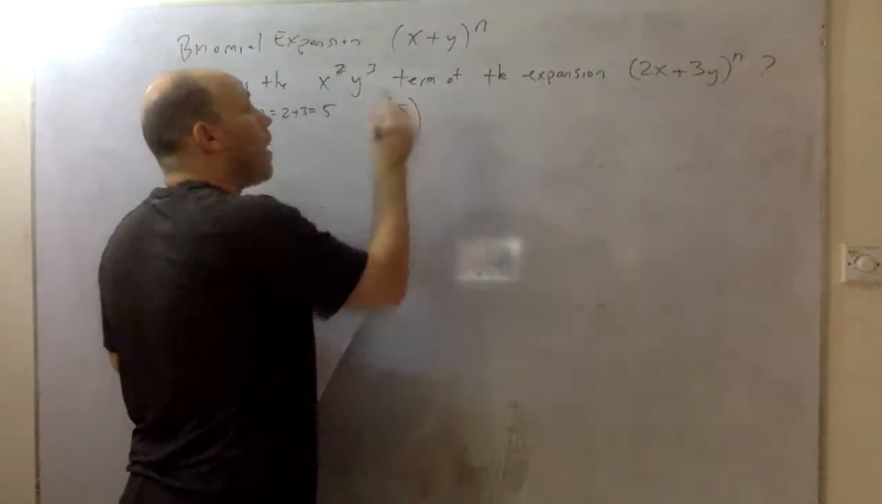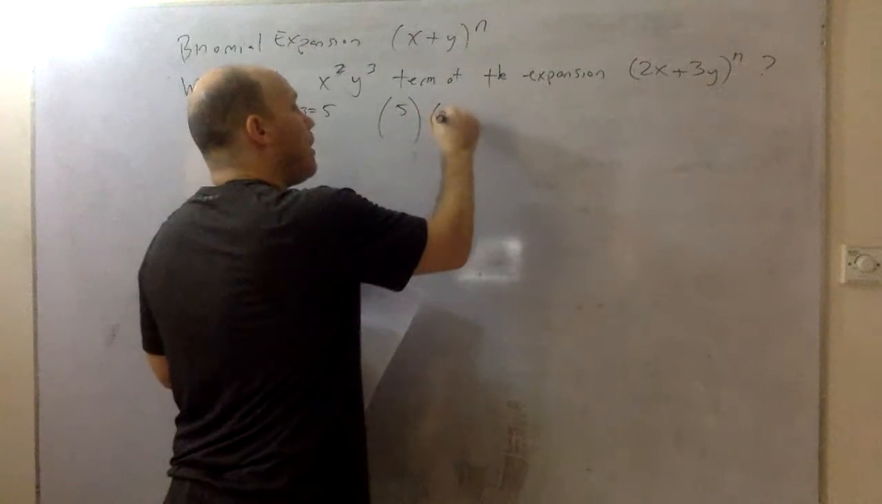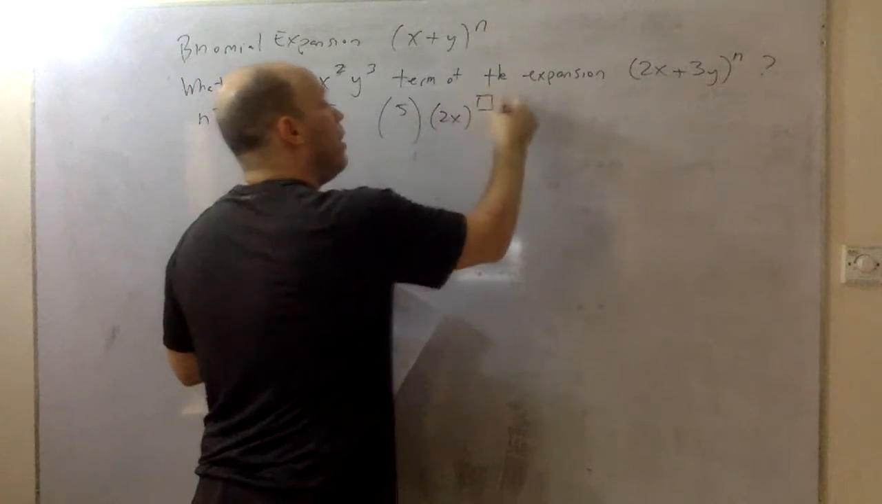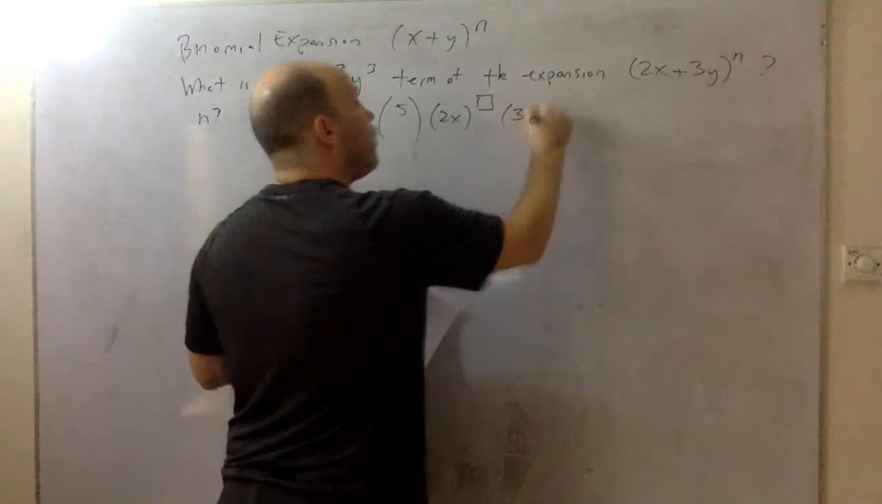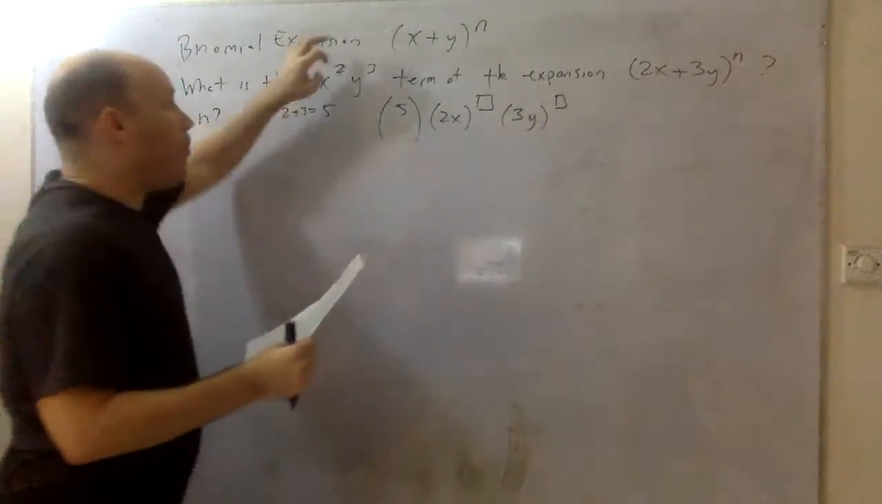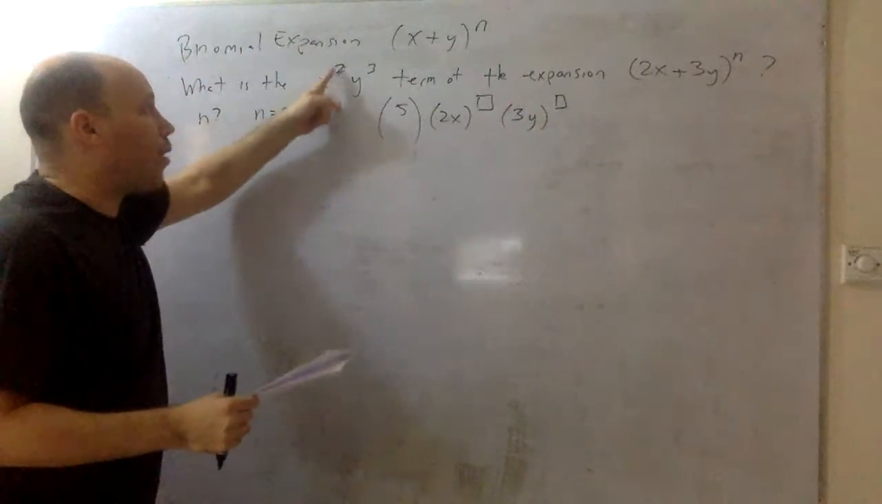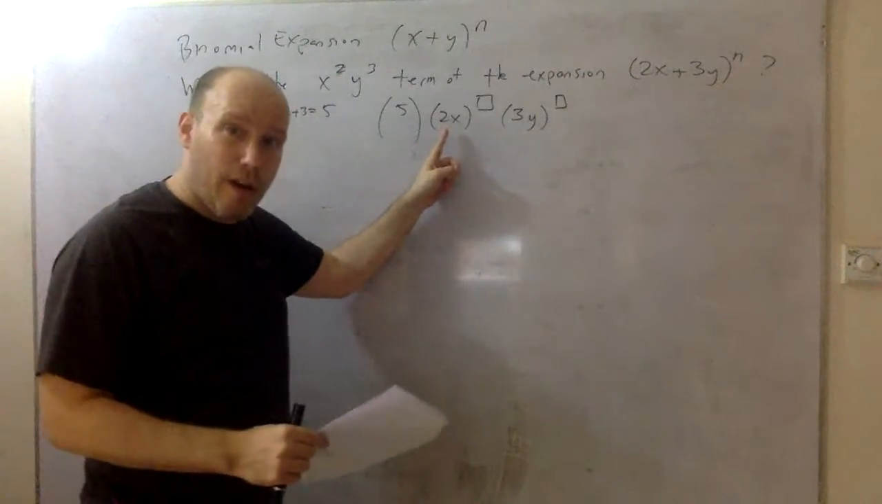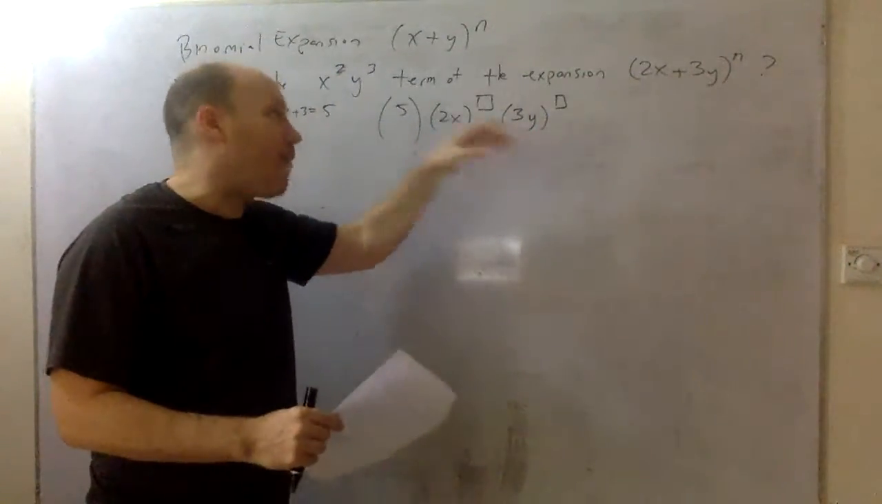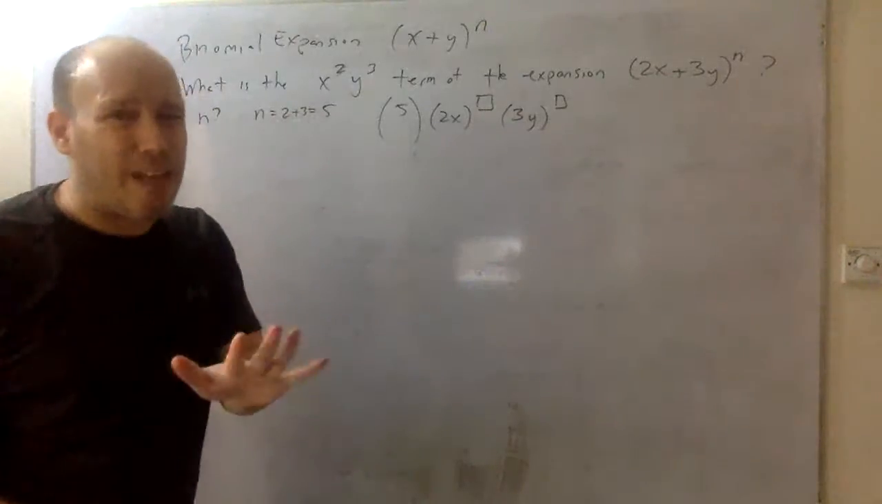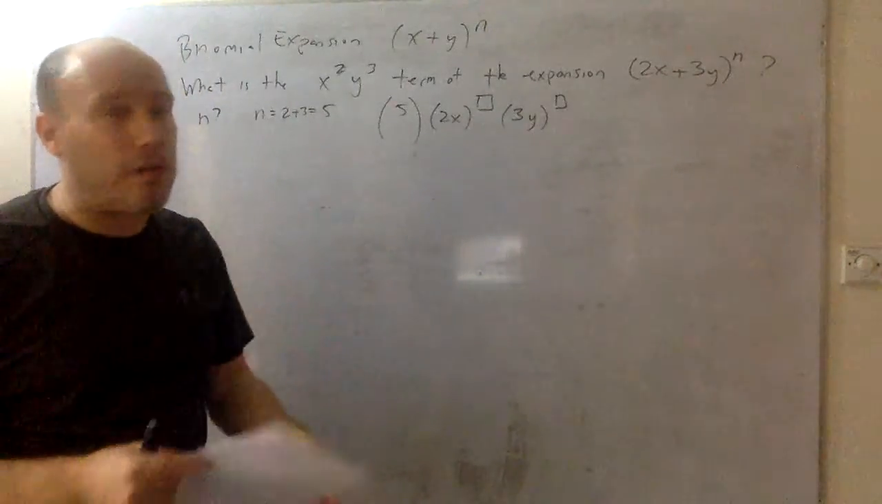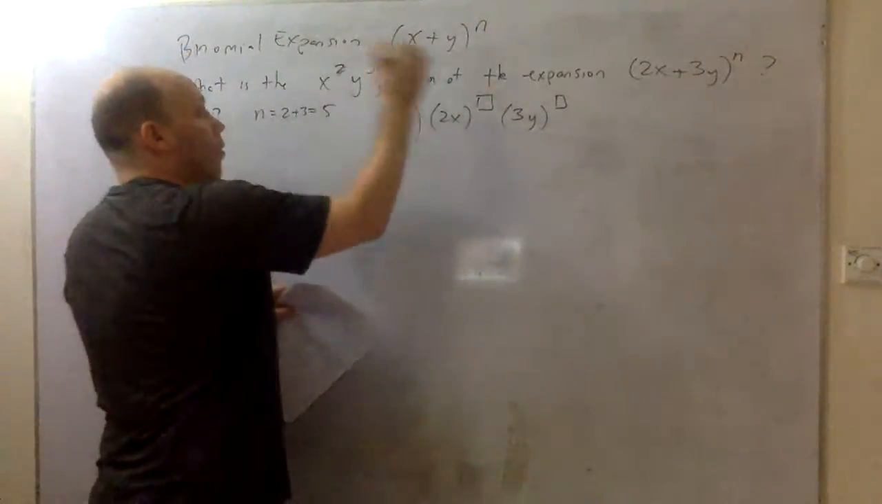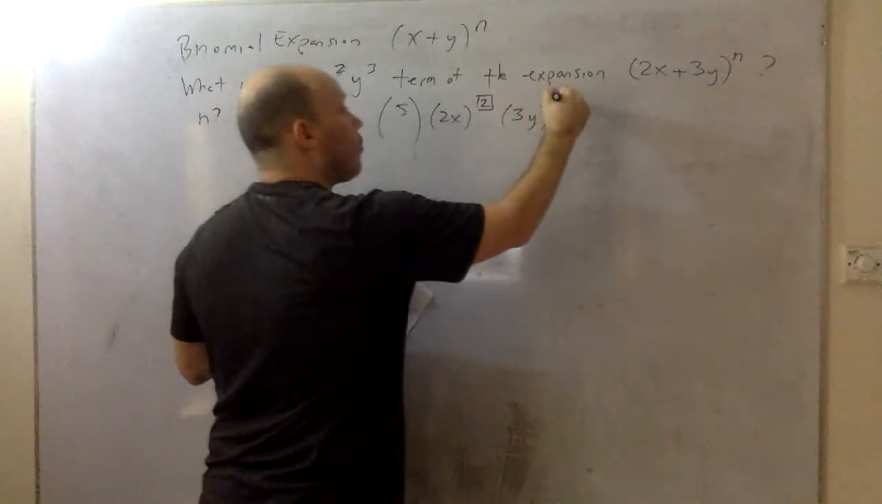We know it's 5 choose something. We know it's 2x to something. We know it's 3y to something. Right here, we've pulled all the coefficients out, so we just get x squared y cubed, but there's a 2 here and a 3 here. So we have a lot of numbers. It's a calculator problem. It's just tedious. It's not difficult. So you're like, okay, well, this is 2, this is 3.